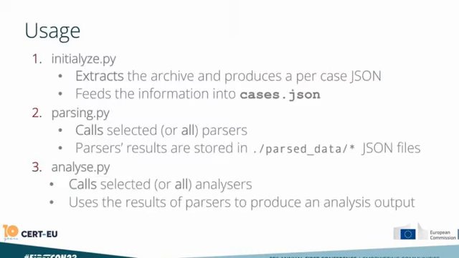The way it works, as I said, we have the analyzer to extract the archive and produce a per-case JSON that we feed to the parsers. Parsing calls the selected parsers or the whole set you want. It produces parsed data, so I guess it's quite self-explanatory. And then we have analyzers that basically do the analysis.